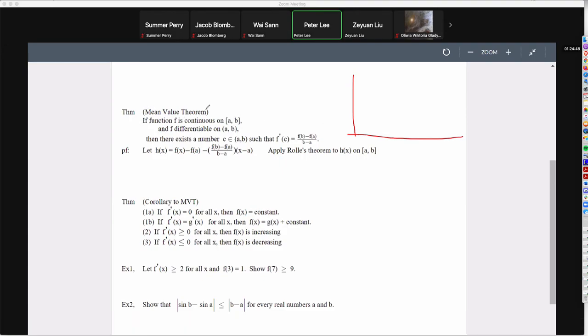The mean value theorem is kind of similar to Rolle's theorem. It says the function is continuous on [a, b] and differentiable on (a, b). But note that the third condition is not there. In Rolle's theorem, we had f(a) equals f(b), but in the mean value theorem, we don't have that assumption.